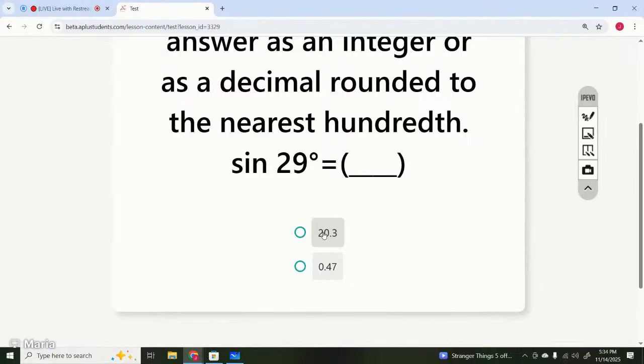So let's just calculate sine 29. So sine 29 is 0.47. Option number 2 is the correct option, that is 0.47. Okay, the next one is cos 31. So which is the correct option?